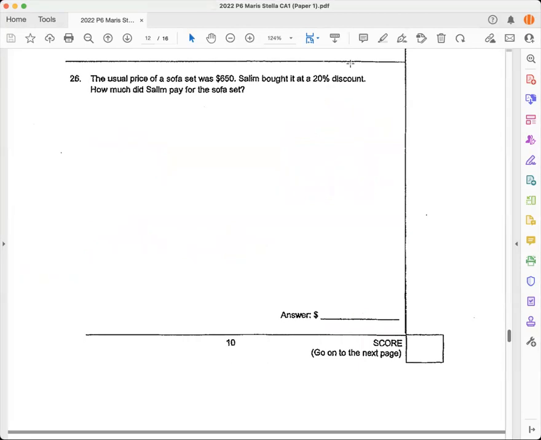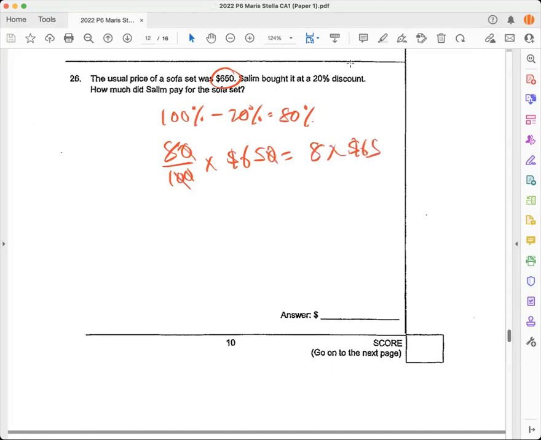So the usual price of a sofa set was 650. Salim bought it at a 20% discount. How much did Salim pay for the sofa set? Okay, 100%, you get a 20% discount. You only need to pay 80%. Easy. So the value of this at 80% will be 80 over 100 multiplied by 650. Okay, then do a cancellation. Cancel the 0. So you're left with 8 times 65. And then you'll get 520.